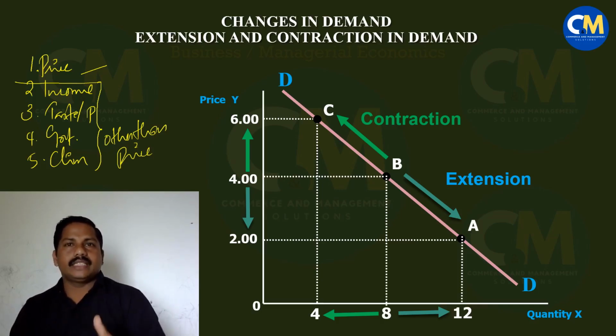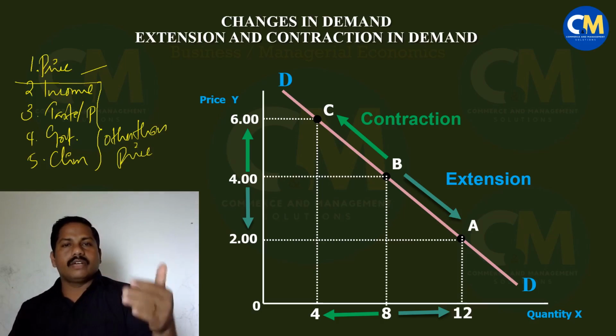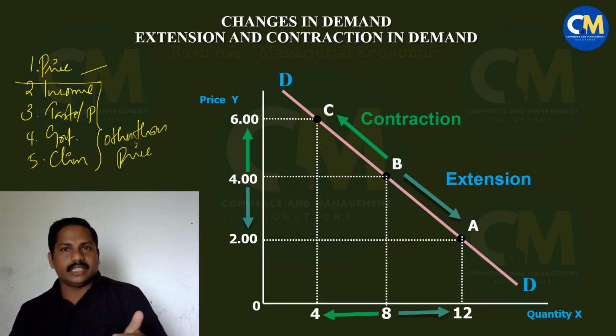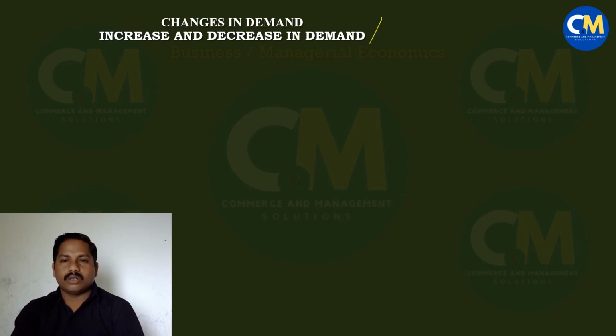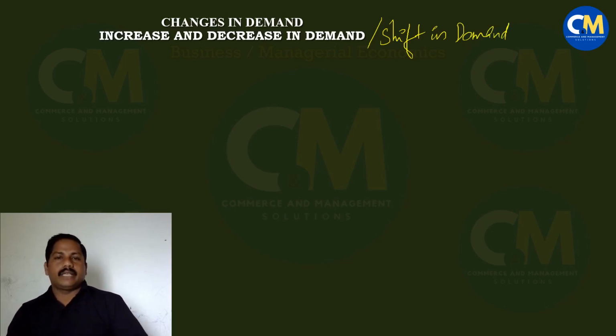Here we have taken price as the factor. Then we will take the next side, that is factors other than price. When factors other than price, like income of the consumer, taste and preference, are changing, the demand also will change. If the change is happening in such a way, that will be called as increase and decrease in demand, or otherwise called as shift in demand. This shift can happen either rightward or leftward, that I will tell you by explaining the graph.